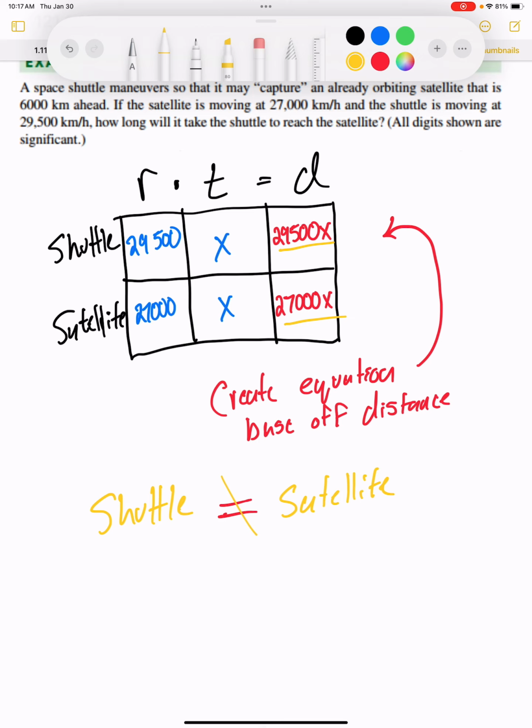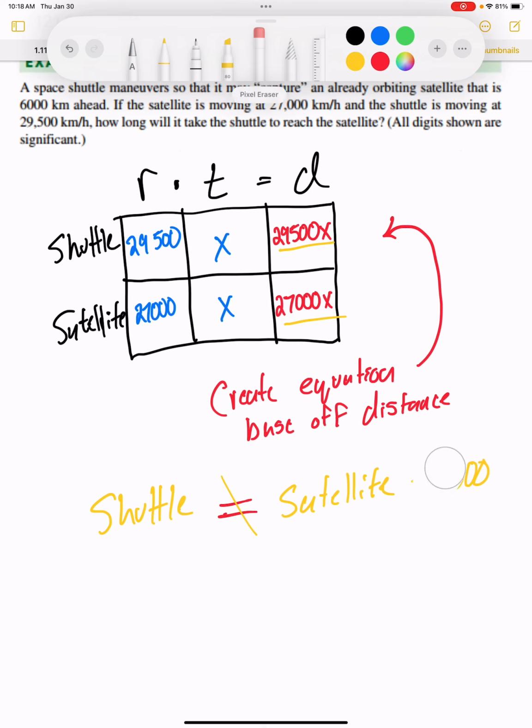So a lot of times people are going to say, oh, you just add 6,000 over here, and now they're equal. But let's think about this. The satellite is already ahead of the shuttle. So if I add 6,000, it's going to be even more ahead, and I want it to be equal. So it's not going to be adding here. There's two different ways to do it. You can either subtract 6,000, right? Since it's ahead, if it's 6,000 kilometers ahead and you take 6,000 kilometers away from it, then they'll be in the same spot. All right.